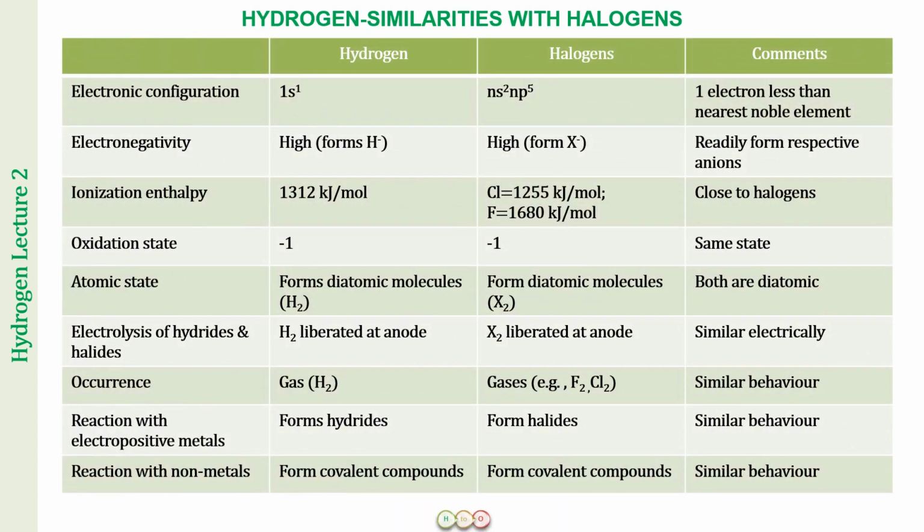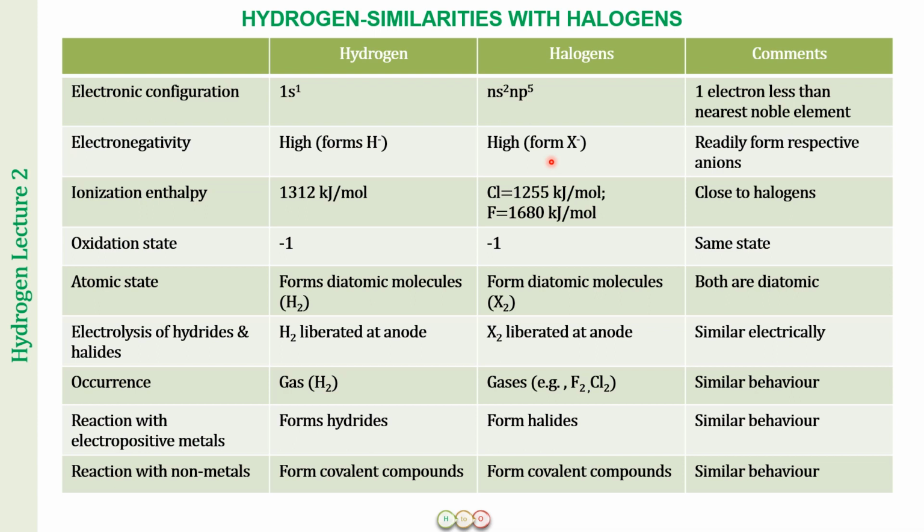So again, we have put this all in the form of a chart so that you can revise them very quickly, retain them well, and excel in your examination. The electronic configuration of hydrogen being similar to halogens, they are going to be 1 electron less than the nearest noble gas configuration. Both form hydrides and halides forming uninegative ions.